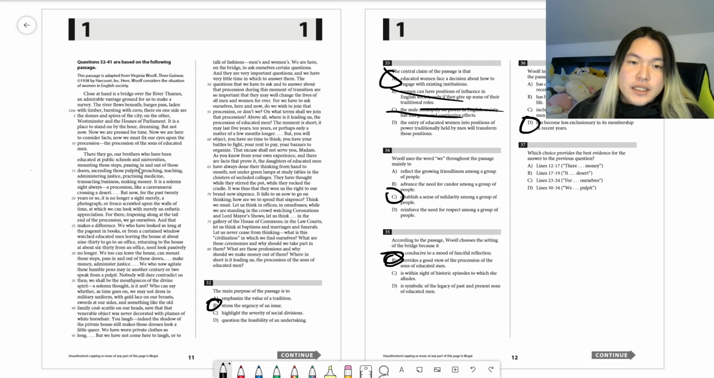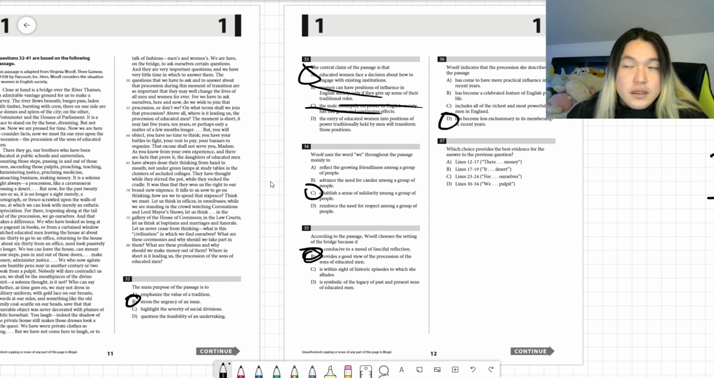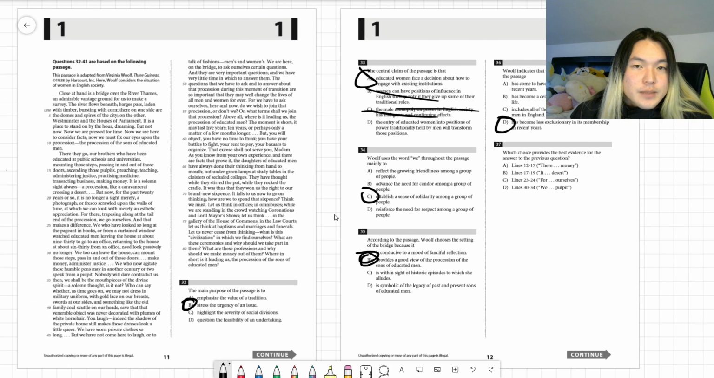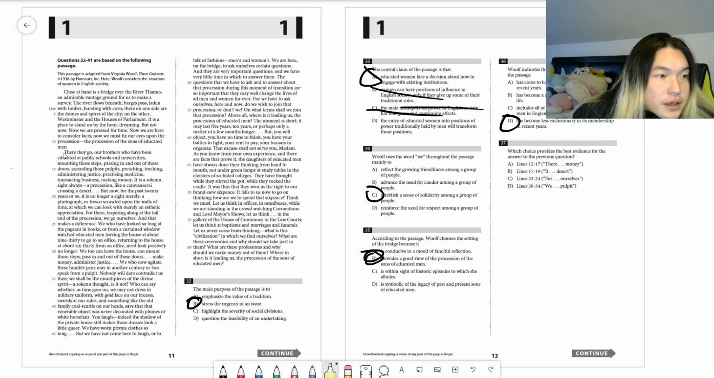And 37 is connected to 36: which choice provides the evidence for the answer to the previous question? You guys can't even see question 36. Can you see it now? Yeah, there we go. Okay, 37 though, which choice provides the best evidence for that answer? So we're looking for evidence that the commute has become less exclusionary. Let's bust out the highlighter. Lines 12 through 17.